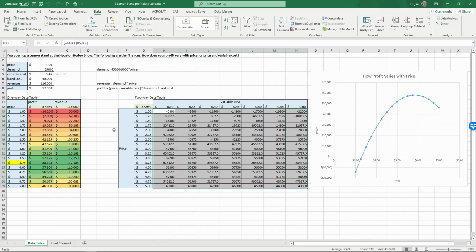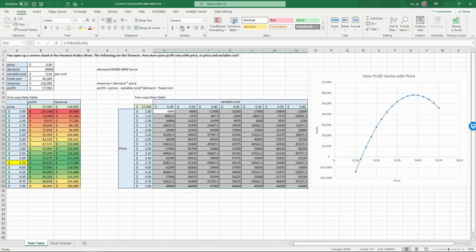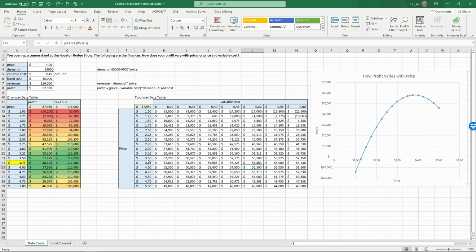All these numbers are filled. Let me format this. Go to home, dollar. Now let's take a look at each column. That shows each variable cost level. So at 30 cents, when the variable cost is 30 cents, where is the maximum profit? And the highest level is 62,813. Okay, so that corresponds to an optimal price around $3.75. And again, when the variable cost is 35 cents, it's still the same. So this is when the profit is highest in this column.